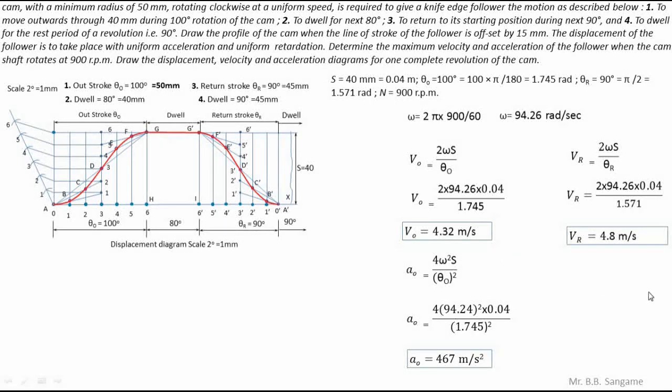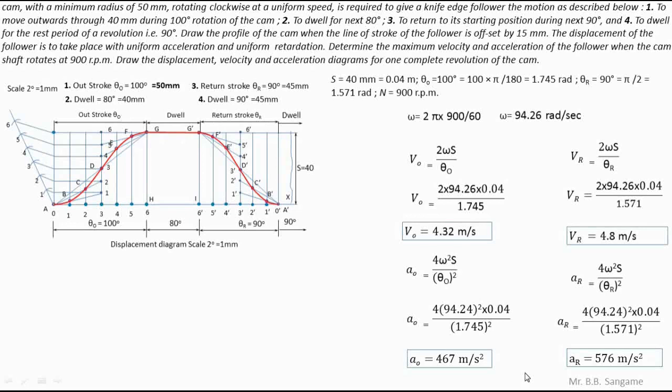Okay, so let us calculate acceleration during return stroke. By using the same formula, 4 omega square s divided by theta o, instead of theta o I have considered theta r here. By calculation I found that during return stroke acceleration is 576 meter per second square. It is again increased comparatively. For the outstroke it was 467, and for the return stroke it is 576. Because as the velocity changes, rate of change of velocity means acceleration. So that is why the acceleration is more.